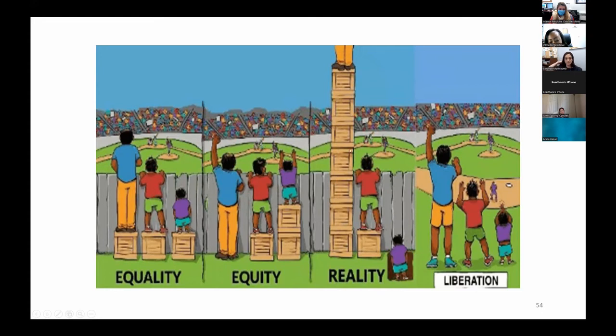So we have to continue to do conferences like this and awareness so that in the end, there's just liberation and there are no barriers. The barriers are taken away so that you don't even need to actually give crutches to individuals and they can enjoy the game without those crutches. So I'm going to end there.